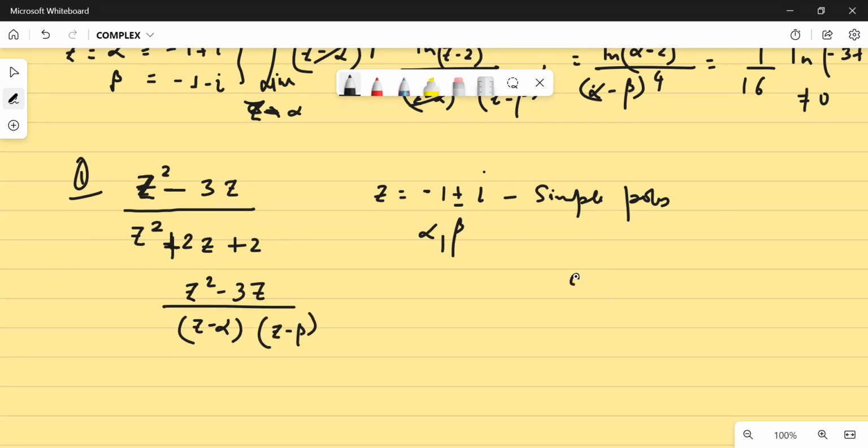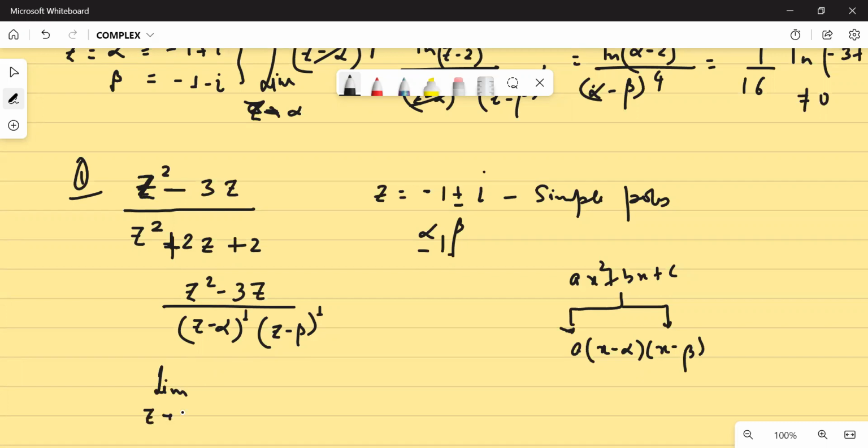Understand my point. If you are given ax square plus bx plus c, or any nth order polynomial, you can always factorize it in terms of your roots. This is something that you know from elementary class. So if I have a quadratic equation, I can factorize it in terms of two factors which consist of the roots. Alpha and beta are the two roots, so I can write the denominator as z minus alpha into z minus beta. Now what is z minus alpha? z minus alpha raised to power 1, z minus beta raised to power 1. So what you'll do, simply multiply and find this limit.